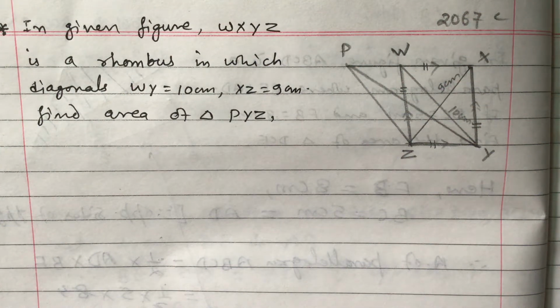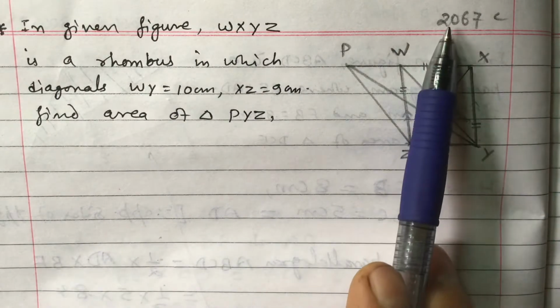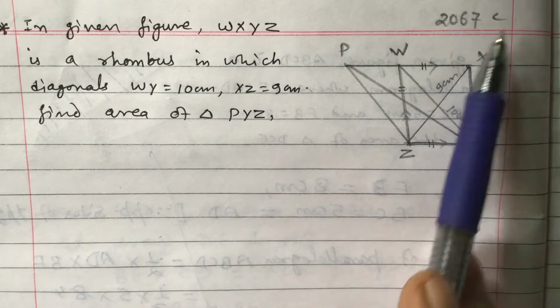Dear students, today I am going to teach you two more questions related to area of triangle and quadrilateral in geometry. So the first question is like this, which was asked in 2067 in Western Development Region.